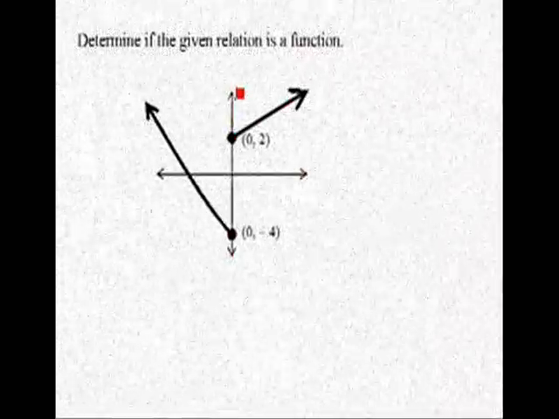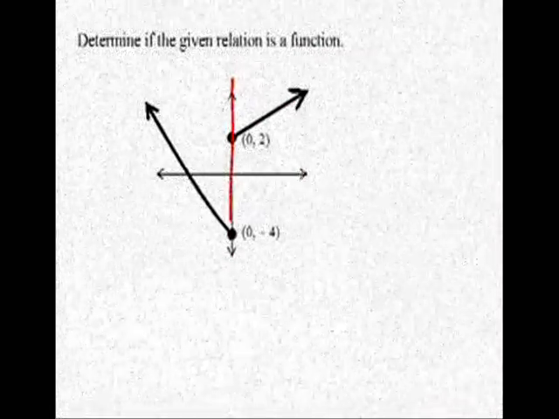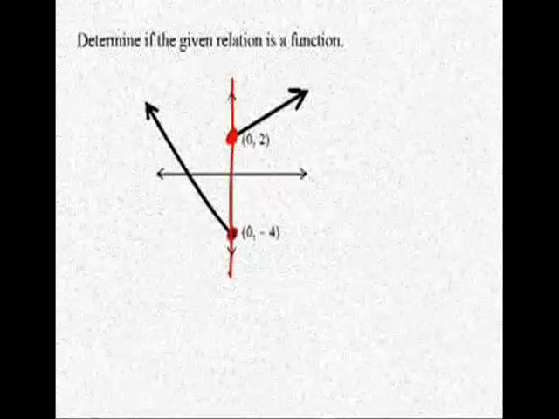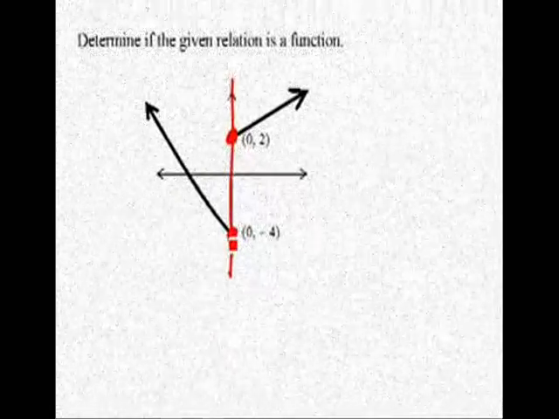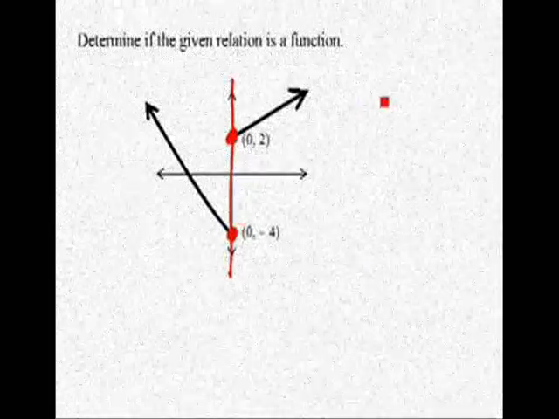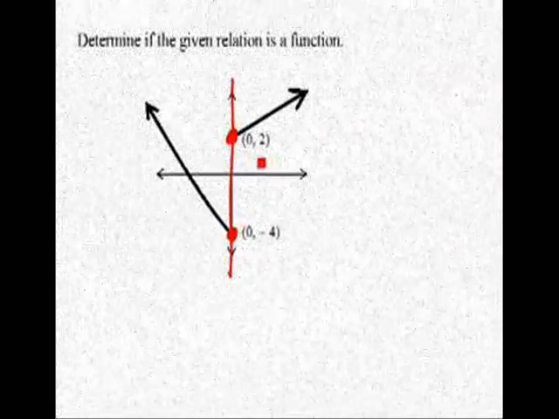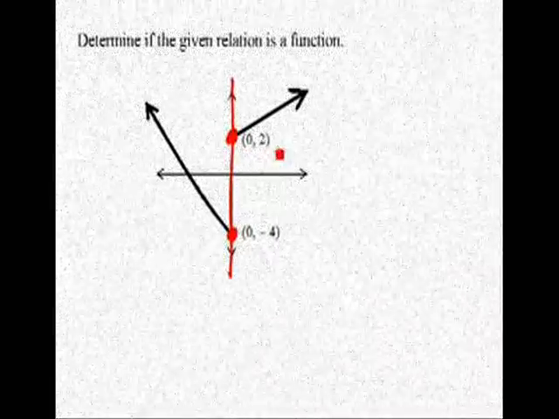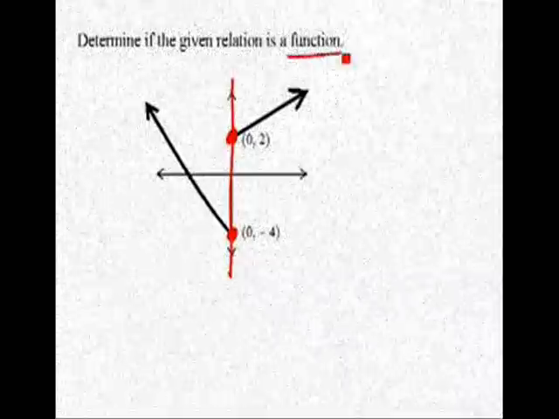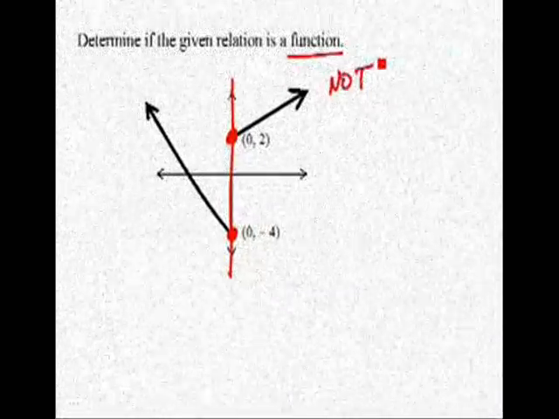For this graph, we observe, also drawing a vertical line test, that the vertical line intersects the graph more than one time in the location where x is equal to 0. We further observe that we have 0, 2, 0, -4. Therefore, this is not a function.